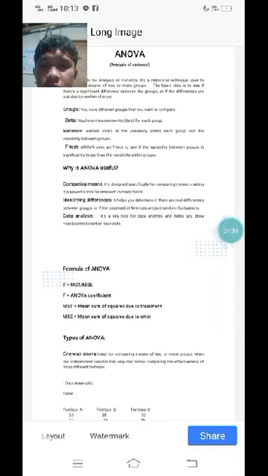And why is ANOVA useful? Comparing means: it's designed especially for comparing means, making it a powerful tool for research in many fields. Identifying differences: it helps you determine if there are real differences between groups or if the observed differences are just random fluctuation. Data analysis: it's a key tool for data analysis and helps you draw conclusions based on your data.